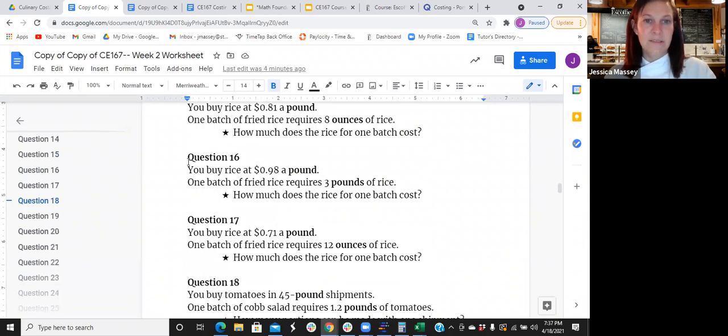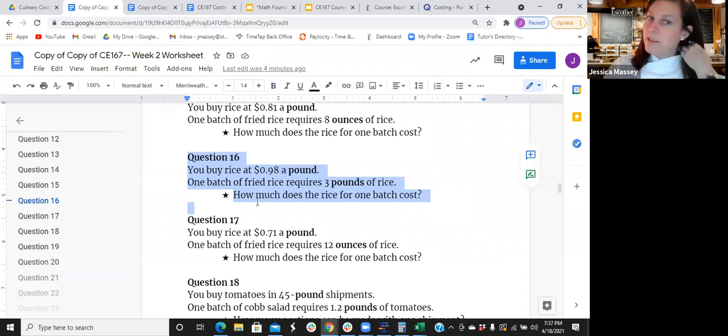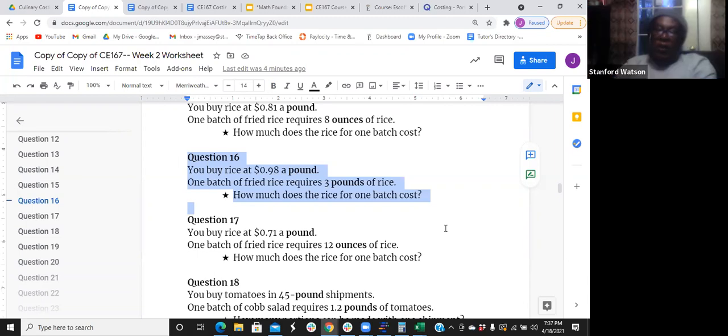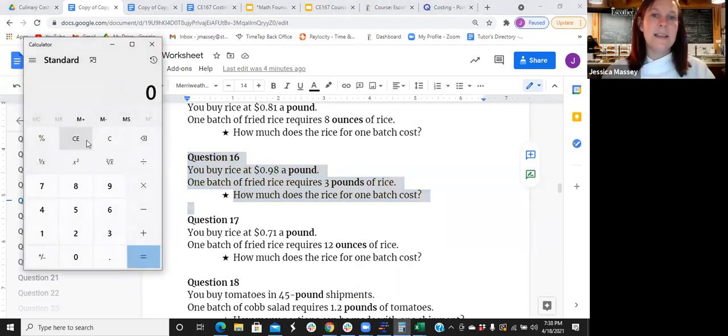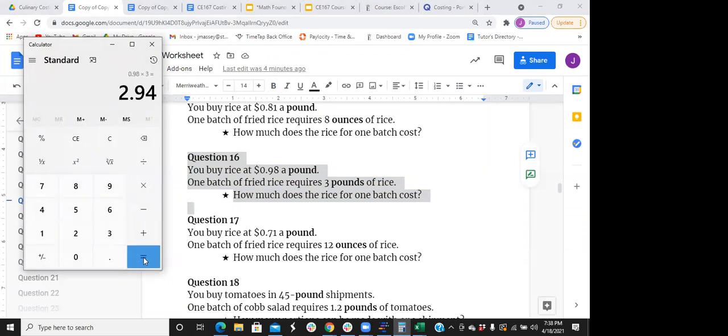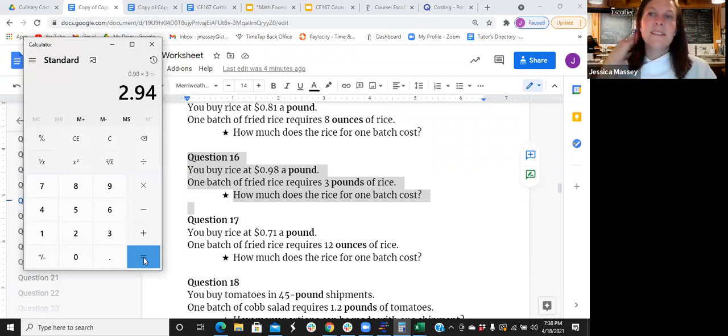Let's try 16. So if you buy rice at 98 cents a pound, one batch of fried rice requires 3 pounds of rice. How much does the rice for one batch cost? And how might you find it? Does anyone want to tackle this one? It's a little different. Yes, $2.94. Something else? What'd you say? $2.94. That sounds right. Did you do 98 cents times 3? Yes. Yeah, that's exactly right.